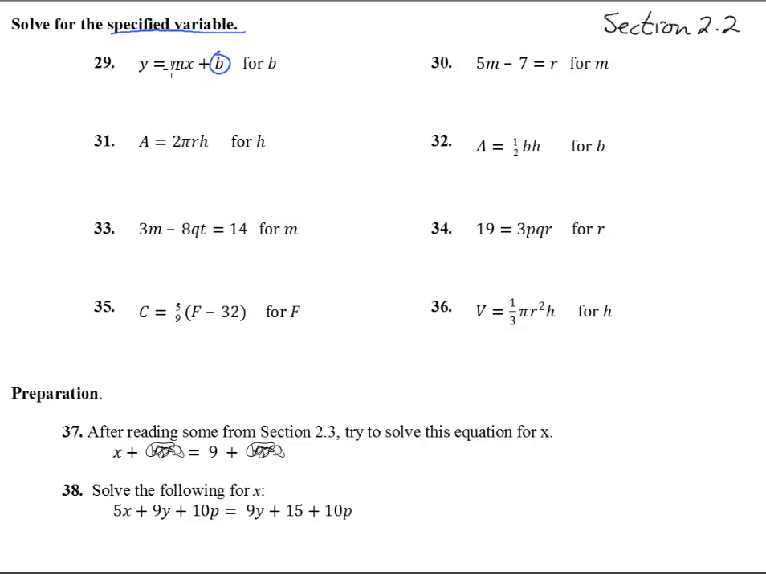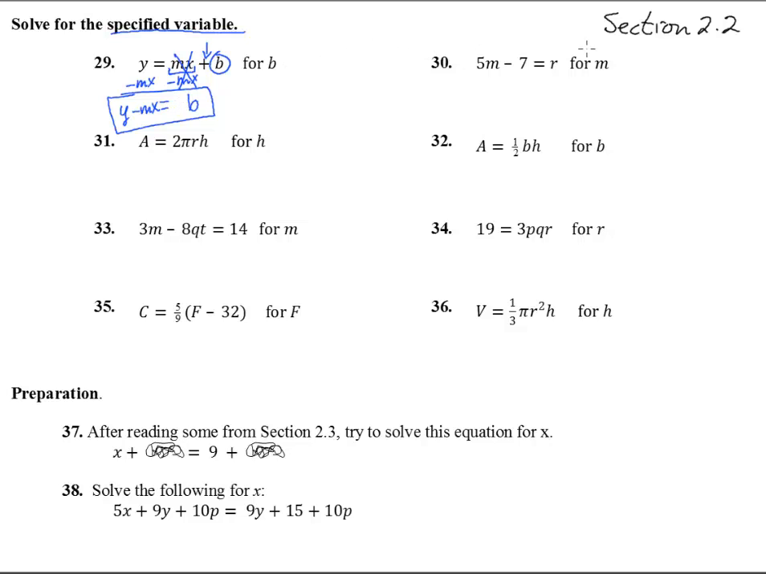Well, if you can see over here, these two are timesing together, but as far as being attached to b, they are attached with a plus sign, and they're positive. So we are going to subtract mx, that number that's glued together with multiplication, from this side. We now have b by itself. Those guys are gone. So this is y minus mx. And we can't combine them. They're not like terms. So we are done. That is what that answer looks like. Kind of interesting that it looks like a problem in and of itself.